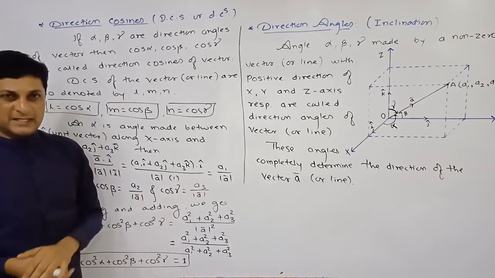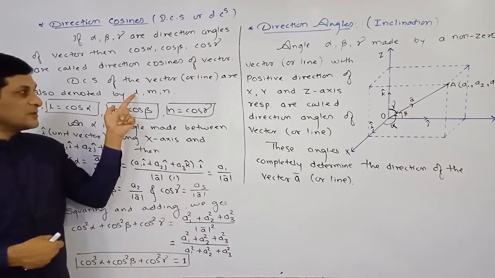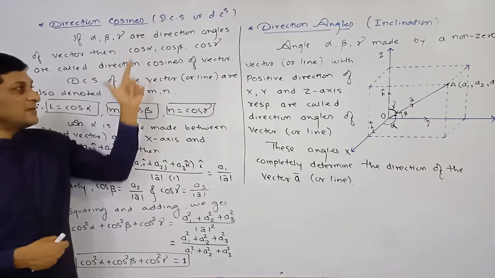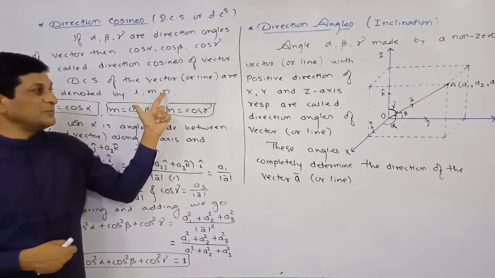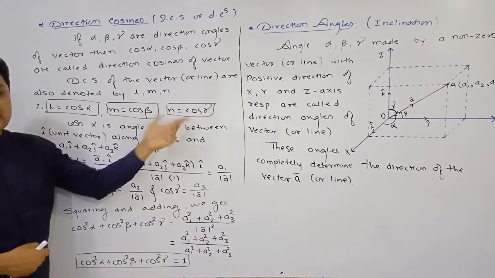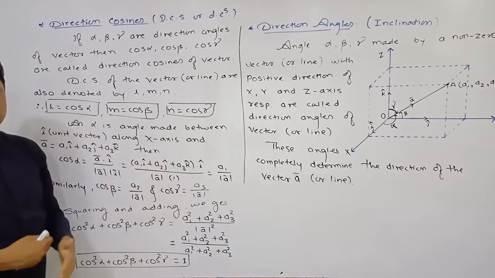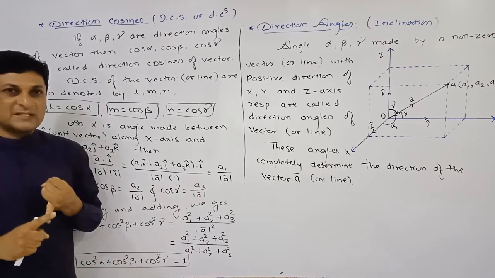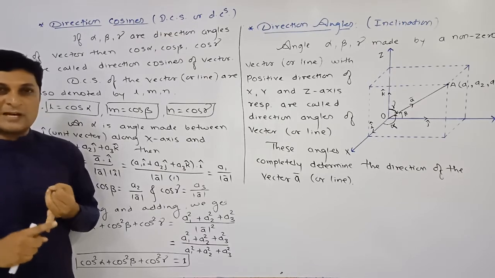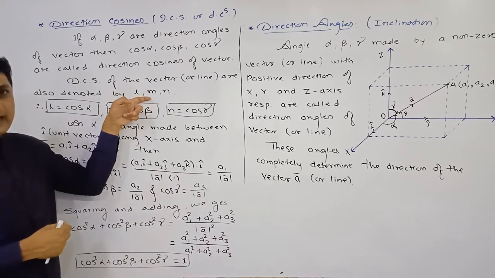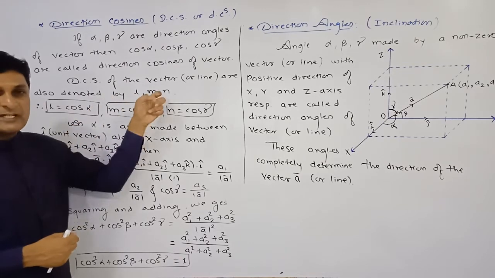For simplicity, direction cosines are also denoted by small letter L, M, N. L means what? Cos alpha. M means what? Cos beta. N means what? Cos gamma. Means L is cos alpha, M is cos beta, N is cos gamma. So we are using this alternate notation for direction cosines also. Means direction cosines are what? Cos alpha, cos beta, cos gamma. Or these direction cosines are also denoted by what? LMN. L means cos alpha, M means cos beta, N means what?